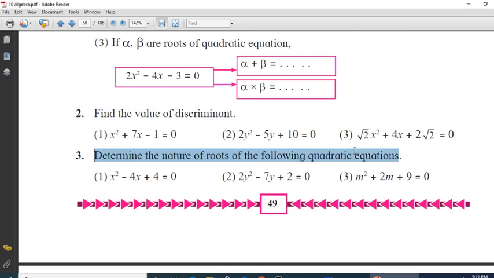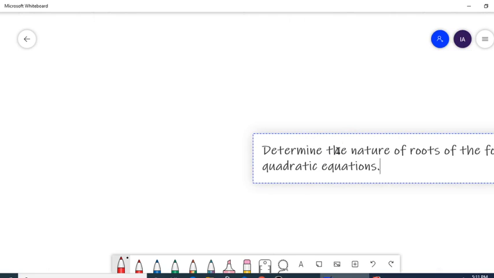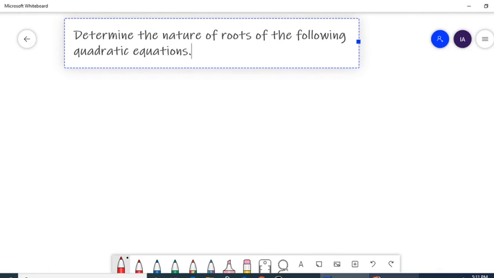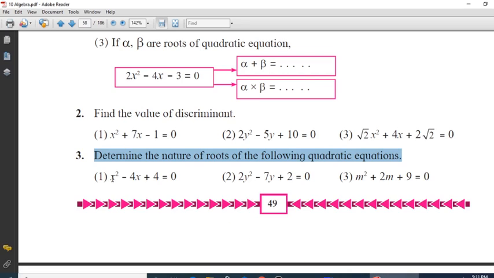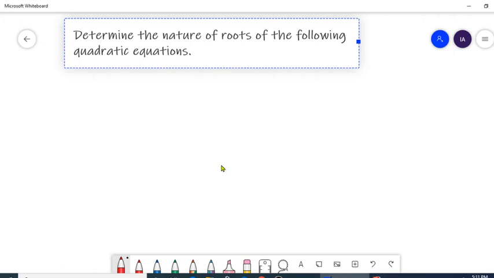I'm going to start with question number 3, where we will determine the nature of the roots of the following quadratic equations. It's a very simple question. The first one I am going to take is x square minus 4x plus 4, and we will find out the nature of the roots of this equation.